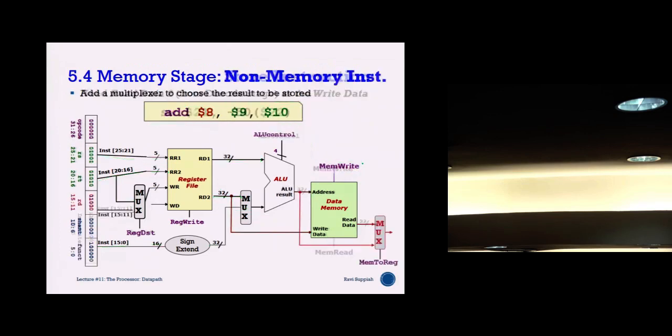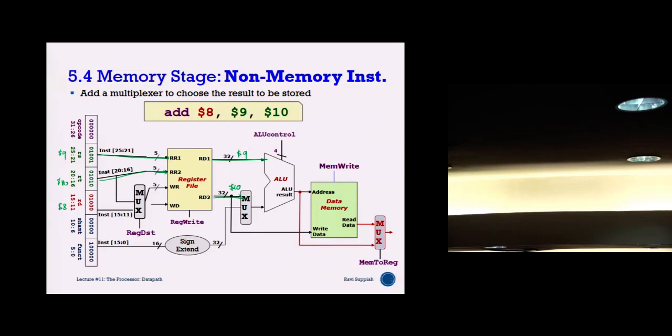Okay, so that is your store word instruction. Now let's look at the add instruction. So in the add instruction, what will you do? In this case, you have your register 9, 10, and your register 8 here. So in your add instruction, this will come here, RS will come here, RT will come here. So what you get here is your register 9 and register 10.